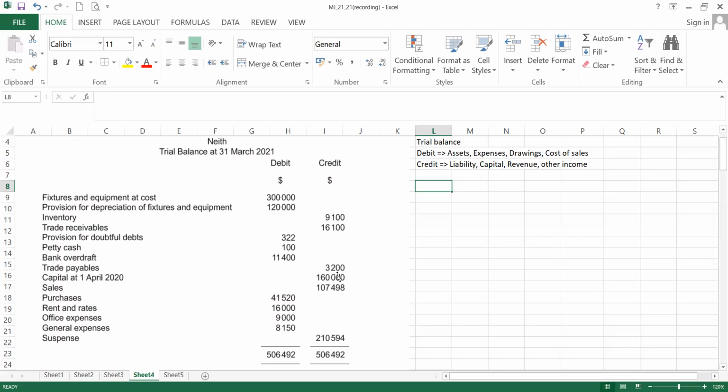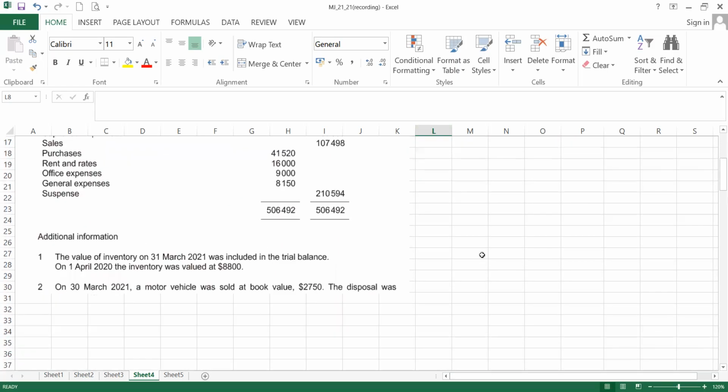Capital at first, this is the opening capital, on the credit side. Sales on the credit side, correct. Purchases, correct. Rent and rates, office expenses, general expenses, all these items are expenses. Purchases is under cost of sales. So now we can identify all the accounts.